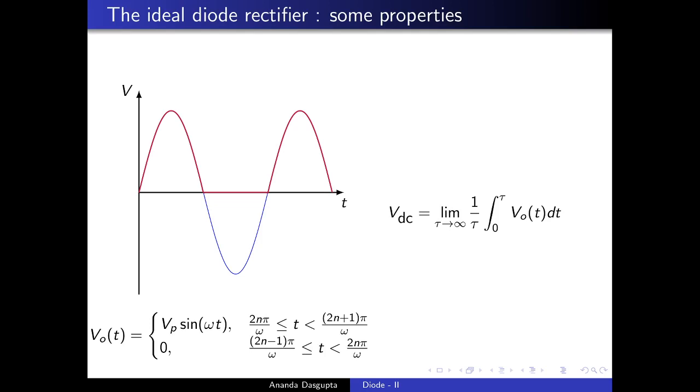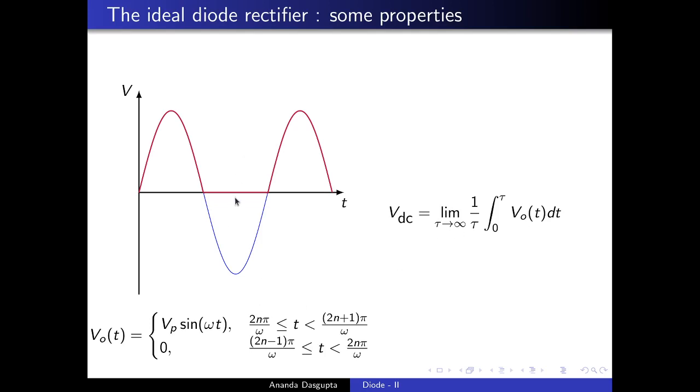And how do you define the average value? Mathematically, it is defined to be the limit as tau goes to infinity of the integral from 0 to tau of VO(t) dt, that is, you integrate the voltage from 0 to tau over a large time interval, divided by the time interval. This quantity, at least in the limit as tau goes to infinity, is what is called VDC. It's very straightforward to calculate this for our particular VO(t), the simple mathematical formula here.